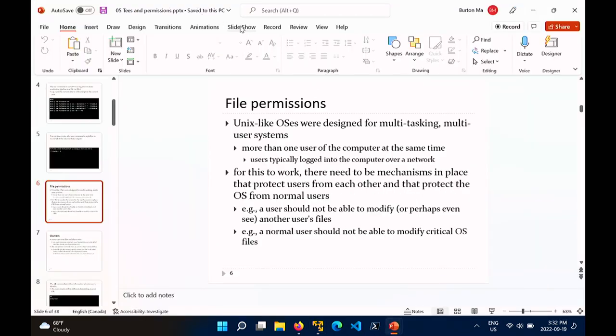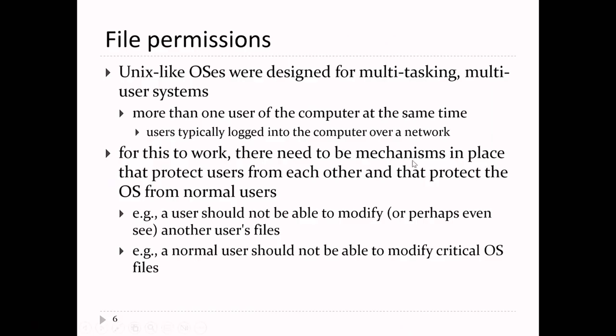Okay, so file permissions. Unix as an operating system was designed at a time when not everybody had their own computer. So what would happen is you'd have one computer and then you'd have multiple users on the same system at the same time. So they were designed for what are called multitasking and multi-user systems. And this is because owning your own computer was very expensive, right? So instead what you would do is you would have basically a dumb terminal, and you would remotely log into a computer.